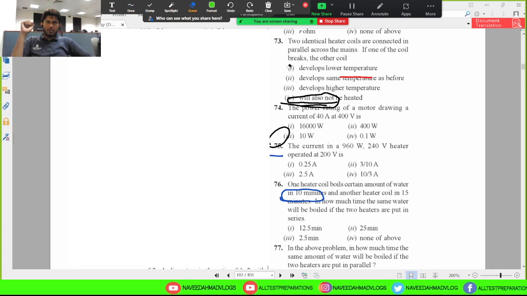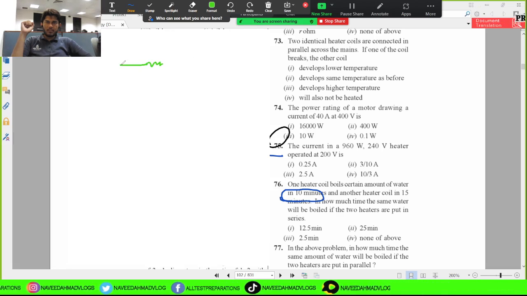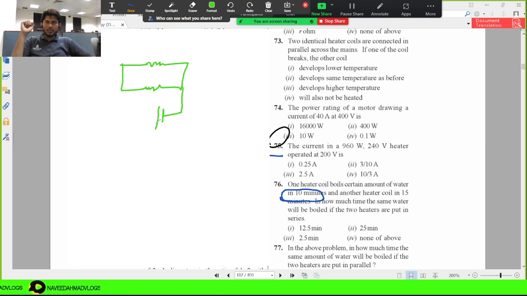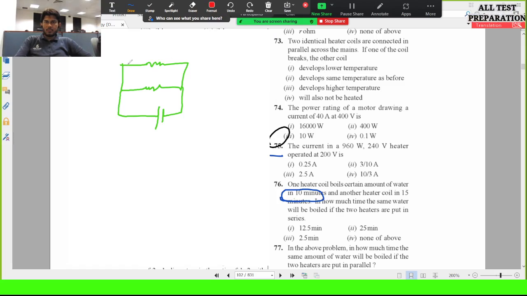Okay, so in this case we have two identical heaters connected in parallel. So let's say this is my heater 1 and this is my heater 2. Both are connected in parallel across the main supply voltage. So if one of the coils breaks, let's suppose this coil breaks, what will happen? This heater will get disconnected. So now the question is about the other coil.